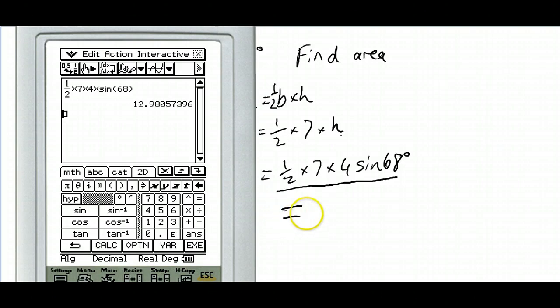So we can write here that equals 12.98. And since, well, we didn't have any units, but if these had been in centimeters, these side lengths, 4 centimeters, 7 centimeters, then this would have come out as centimeters squared. So there's how we work out the area using that method.